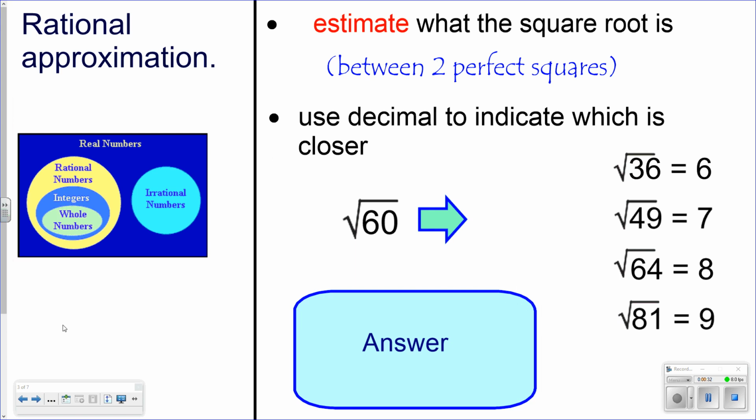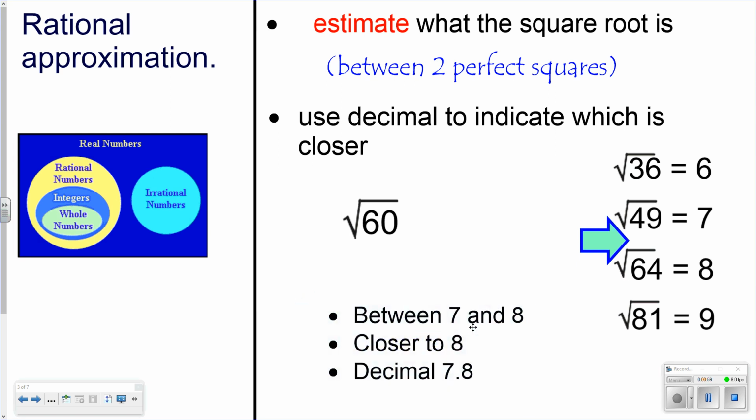Rational approximation just means that we're going to estimate the square root and we want to get it close to a rational number. So between what two perfect squares? And then we use a decimal to indicate which one it's closer to. So for example, the square root of 60, that is not a perfect square. But I can see that 60 is right here in between these two perfect squares of 49 and 64. So my answer will be, it's between 7 and 8. It's a little closer to 8, so I'm going to give an approximation of 7.8.